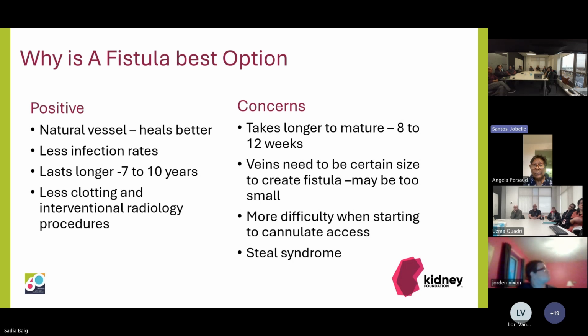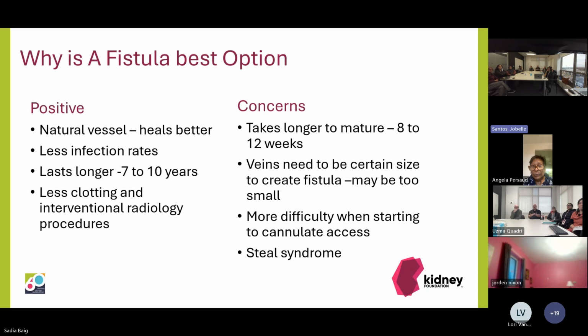The good thing also about a fistula, because it is natural, it can last up to 7 to 10 years. And there's also less clotting in the fistula. Because they're not an artificial material, they don't seem to clot a lot. We don't have to declot a lot of fistulas in interventional radiology.